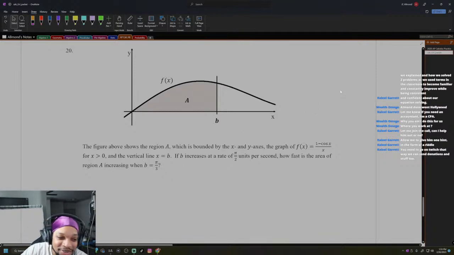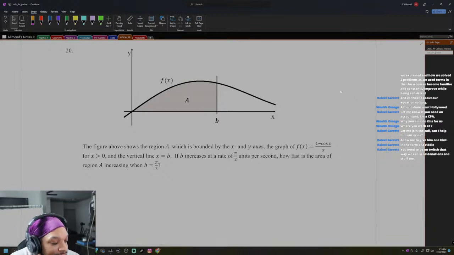Ooh, this is a good question. Have you done this before? I've done one like this before. I haven't. I don't think we've done this yet. I'm going to try it though. Okay, this is interesting.